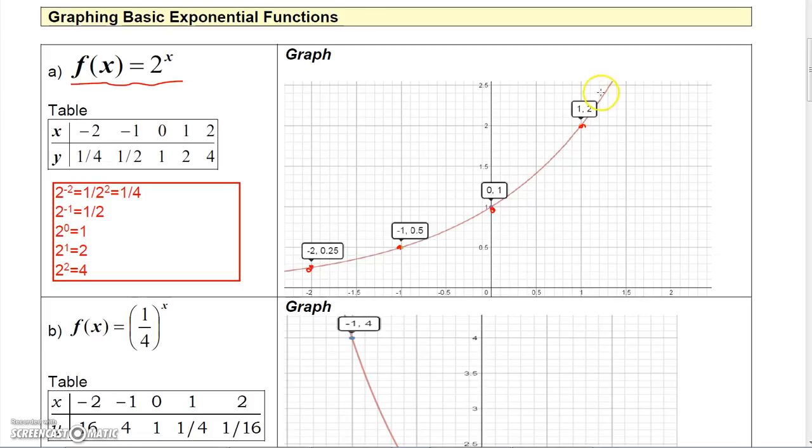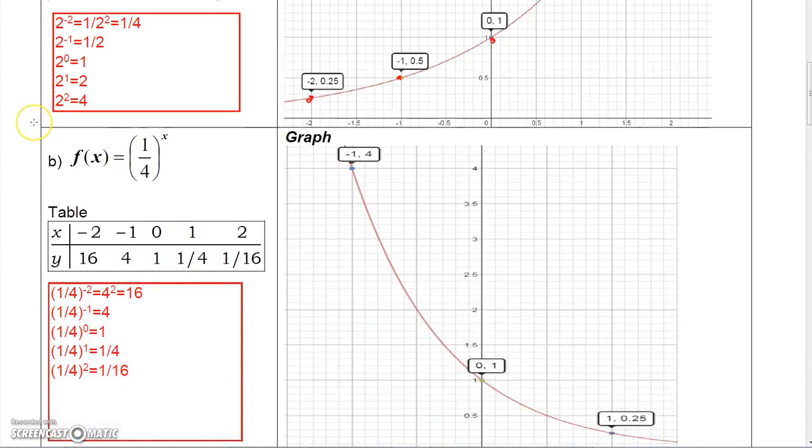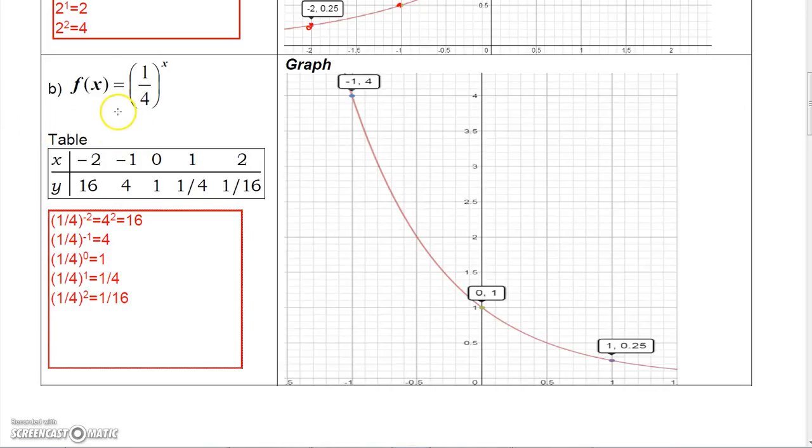And of course the 2 squared, which is 4, is off of the graph. It would be up here somewhere. So anyway, you can see that this graph slowly arches upward as you go left to right. And what happens is the farther you go to the right, the quicker or faster the increase is of this function. The other thing you might notice is that as you go left to right, this function is increasing.